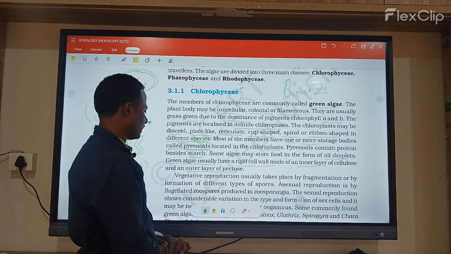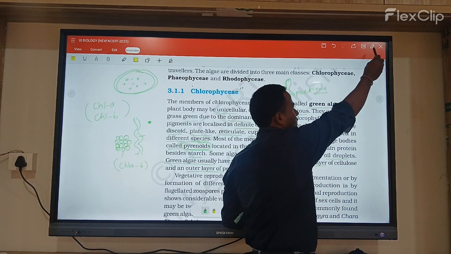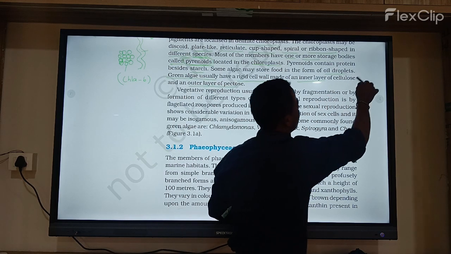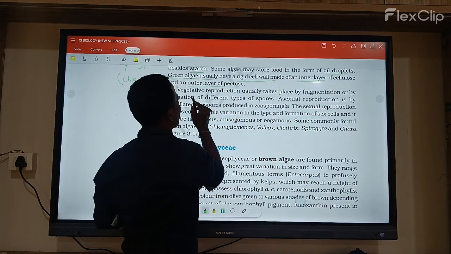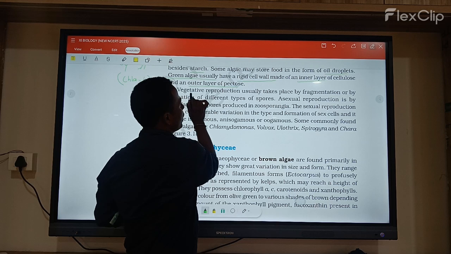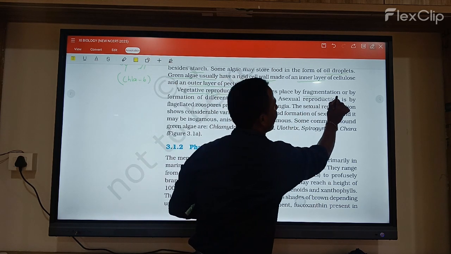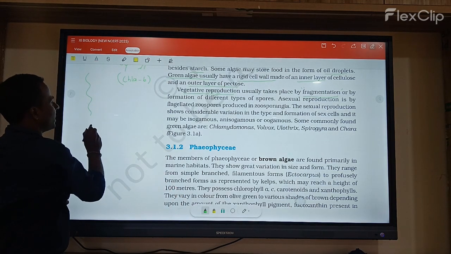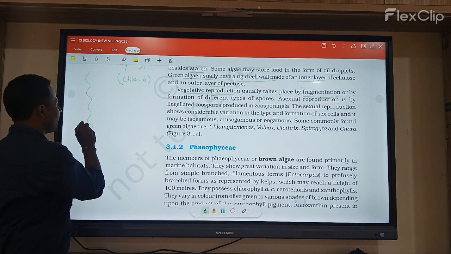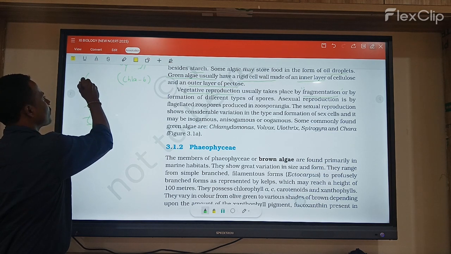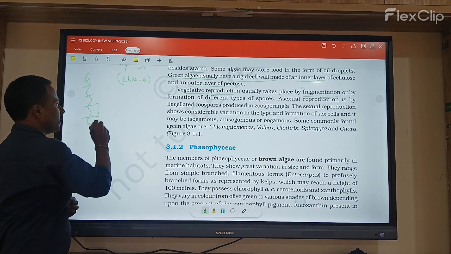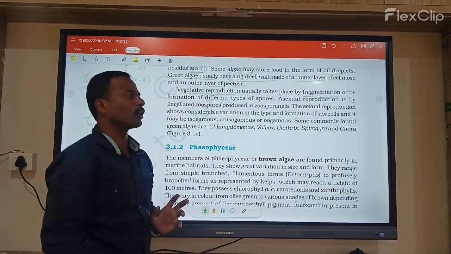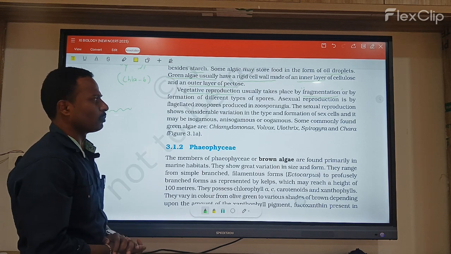Now in these algae members, what type of reproduction mostly takes place? Mostly the vegetative reproduction usually takes place by fragmentation. Here, under unfavorable conditions, a filament breaks down into small pieces. Each small piece grows into an individual filament. Such reproduction is called the fragmentation process.